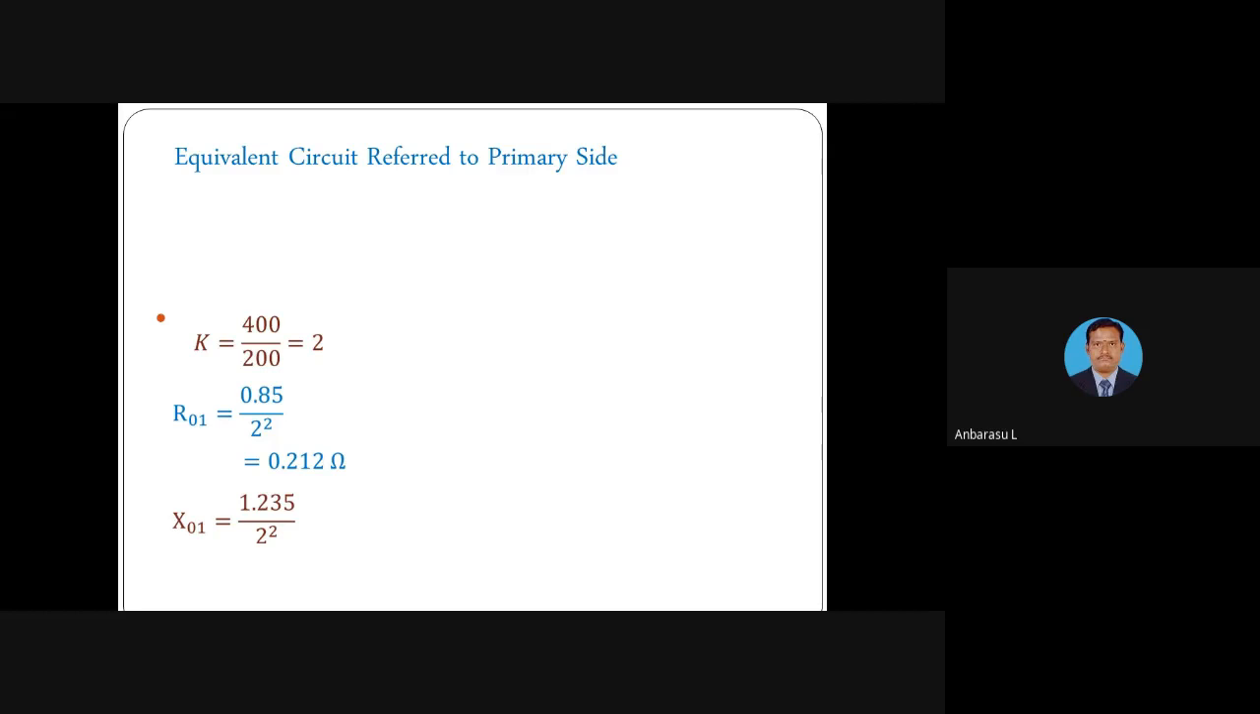That is, referring to primary side means we have to convert all the secondary side parameters to the primary side. So R naught 1 equal to 0.85 divided by 2 square. You can get R naught 1 equal to 0.212 ohm. Then X naught 1 equal to 1.235 divided by 2 square.